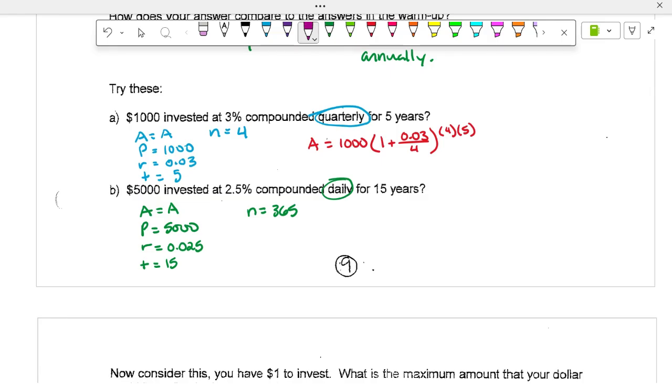So A would be 5,000 times, guys, please stop talking, we're almost done, times 0.025 over 365, times 365 times 15.